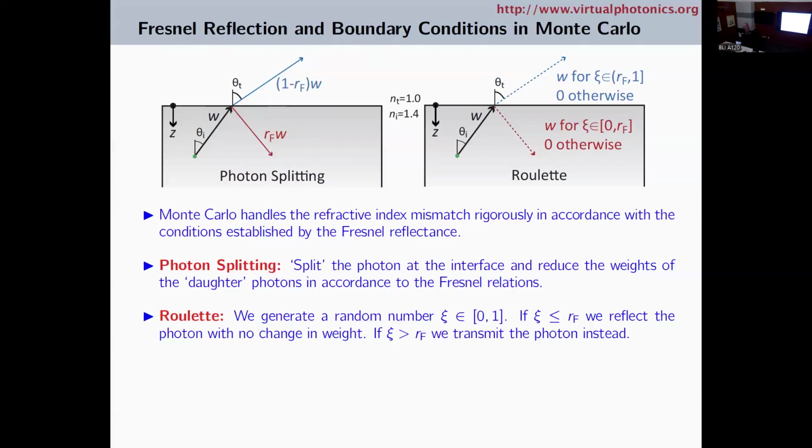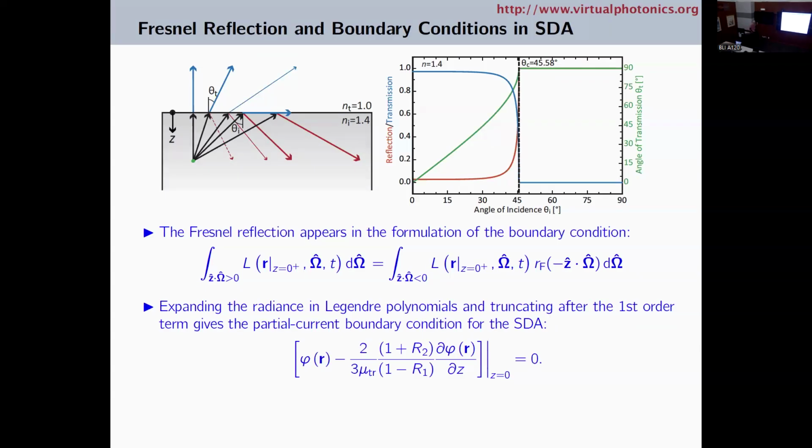So how do we deal with this in the diffusion approximation? We're not doing individual counting of photons. How do we deal with this? So this is the equation for how you formulate this in the diffusion approximation. This is an integral where the dot product between the inward pointing normal and the angle of the light is greater than 0. So this represents all of the light that is going down in the medium. This is all the downward propagating light at z equals 0, but just inside the medium.